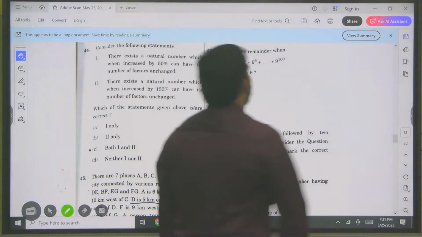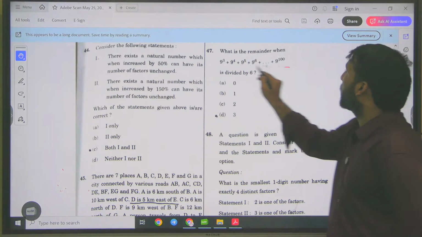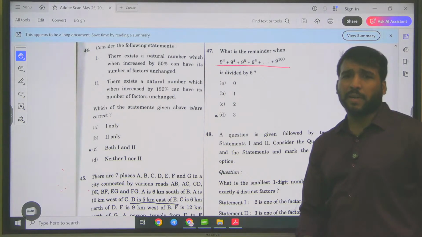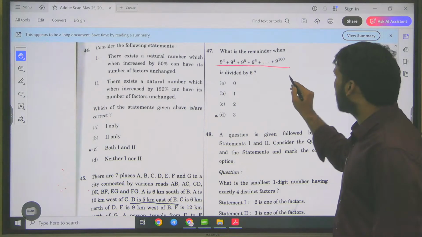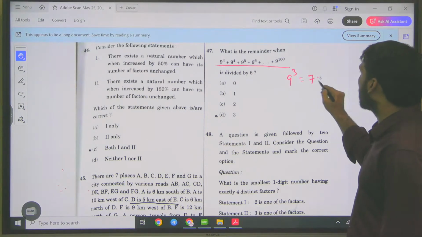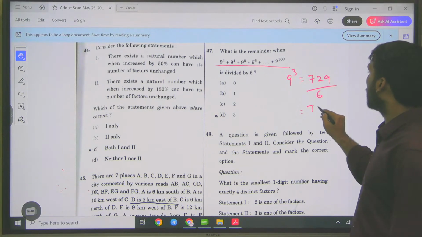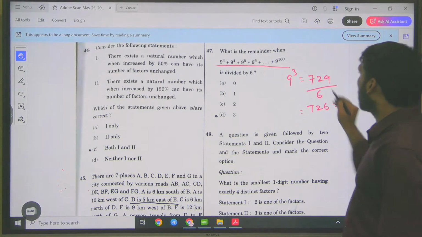What is the remainder when 9 cube plus 9 power 4 plus 9 power 5 and so on up to 9 power 100 is divided by 6? Whatever be the thing, see here. If I take 9 cube as common, which is equal to 729, and 729 is divided by 6, 726, the remainder will be 3.